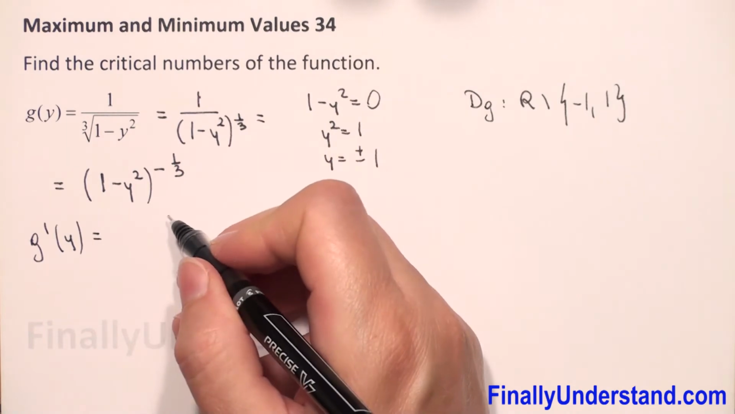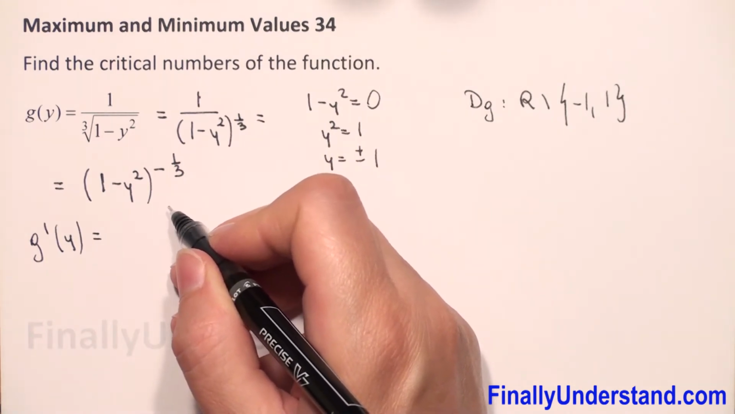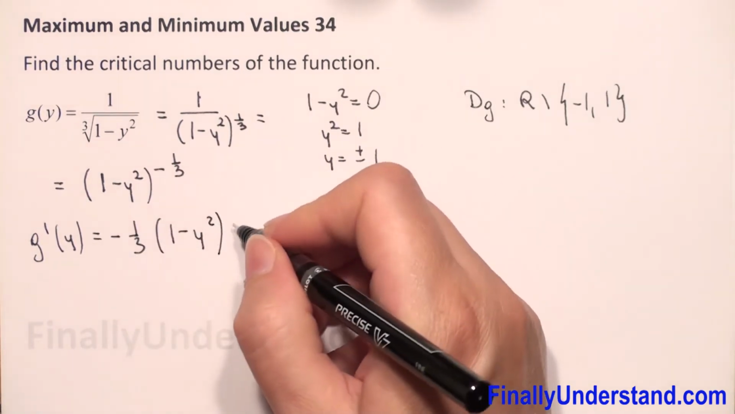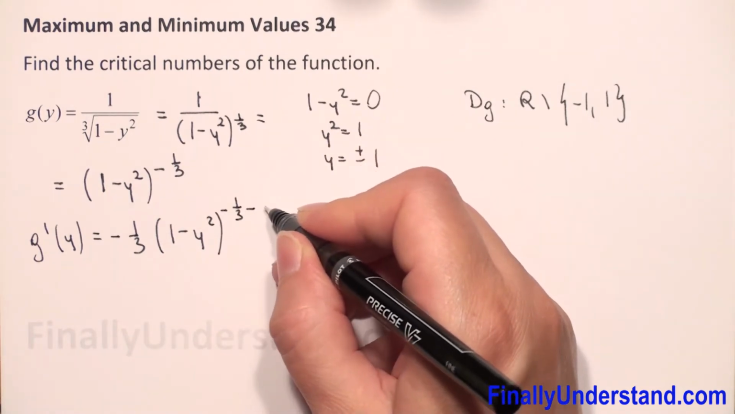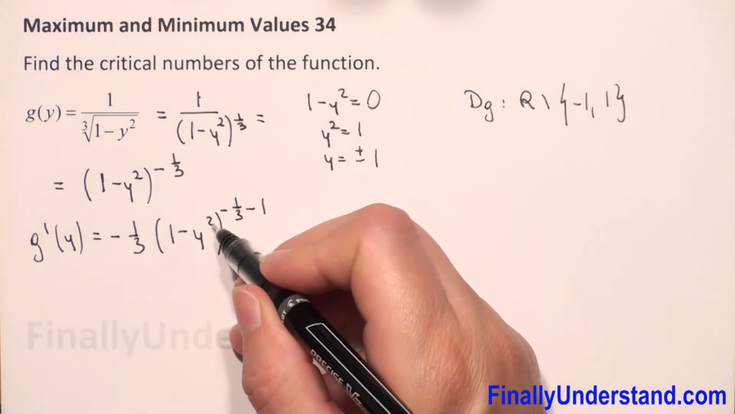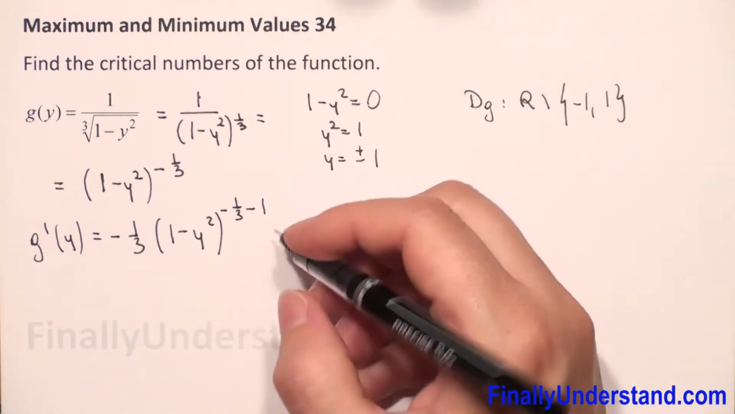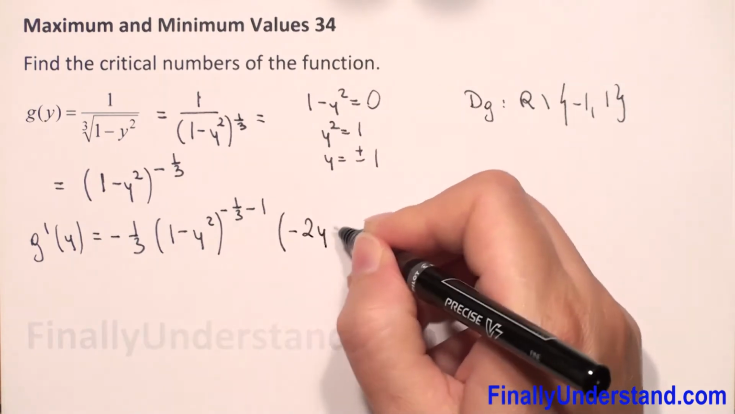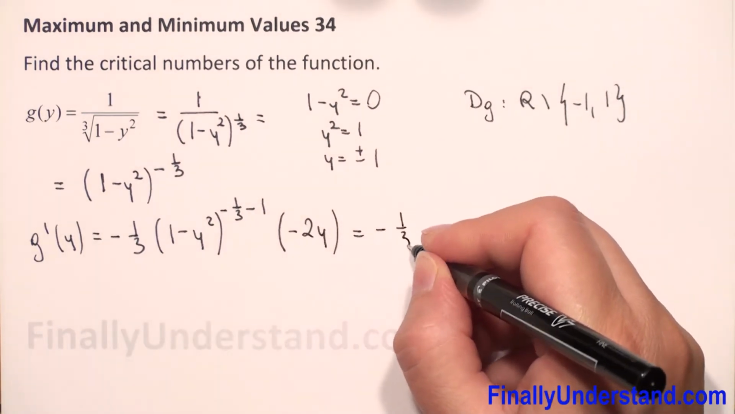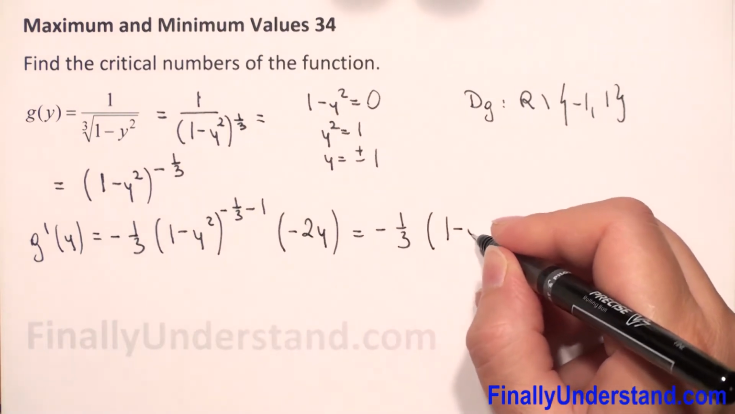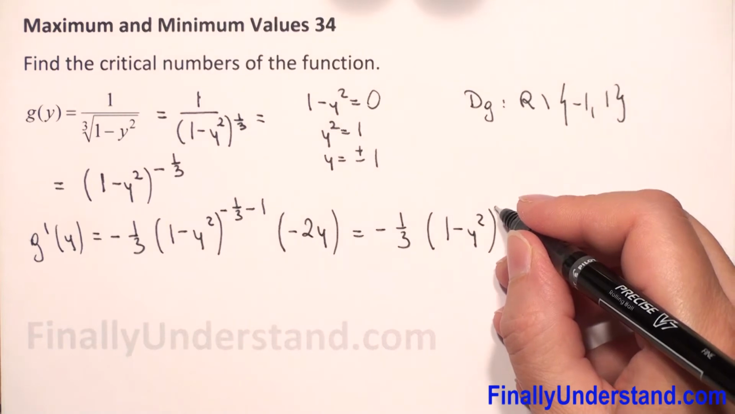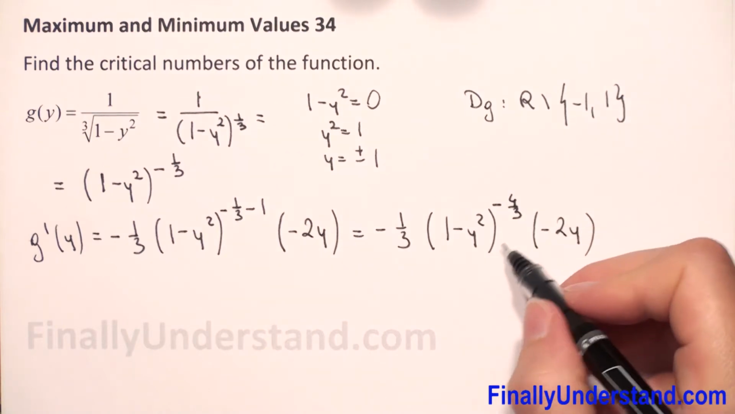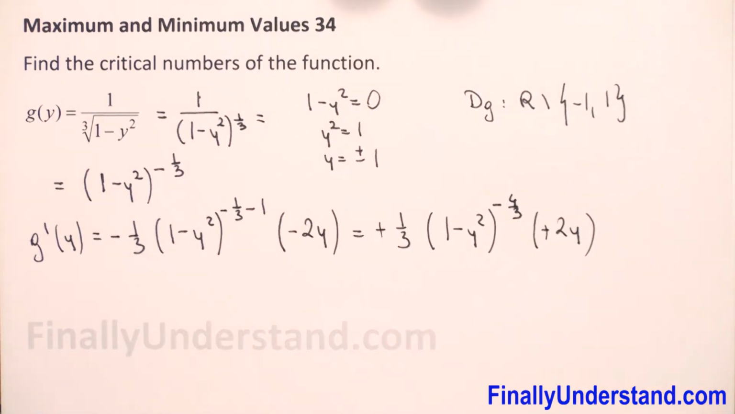We have to use the chain rule, so it will be negative 1/3 times 1 minus y squared to the power negative 1/3 minus 1, times the derivative of the expression inside parentheses. The derivative of 1 is 0, so we don't have to write it, and the derivative of negative y squared is negative 2y. So this is equal to negative 1/3 times 1 minus y squared to the power negative 4 over 3 times negative 2y. Because we have multiplication, negative and negative we can reduce.